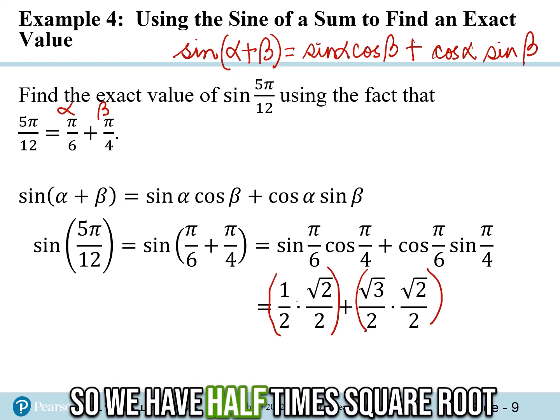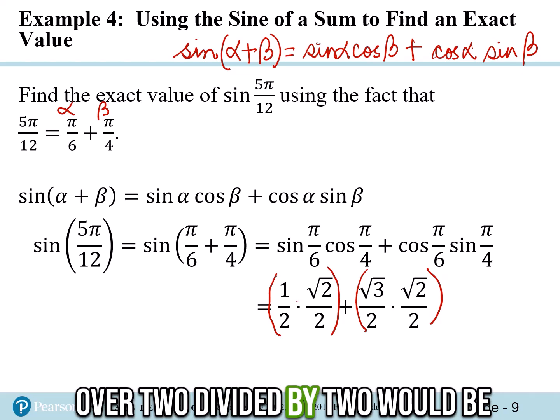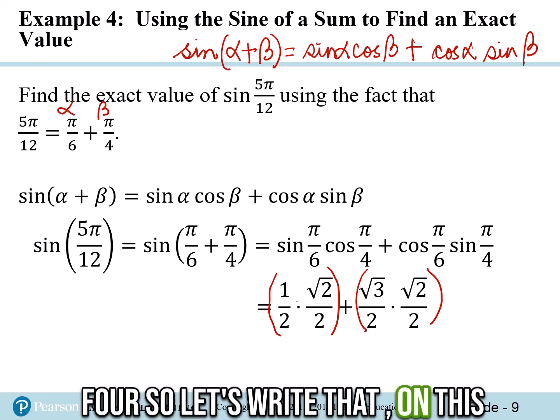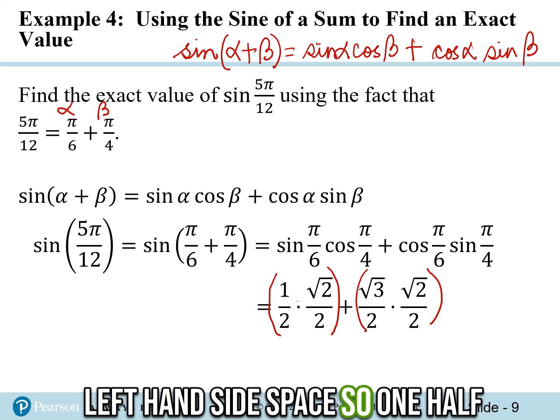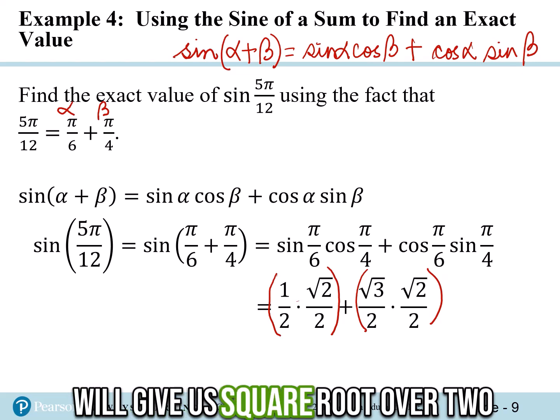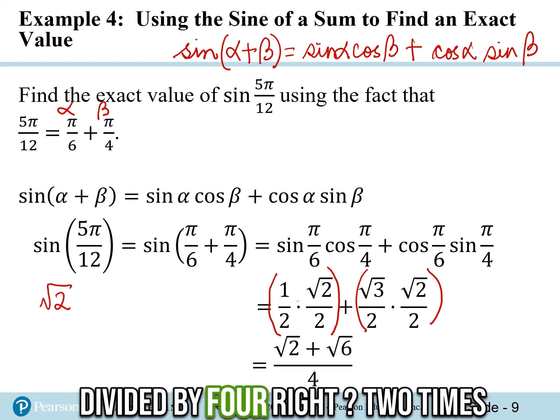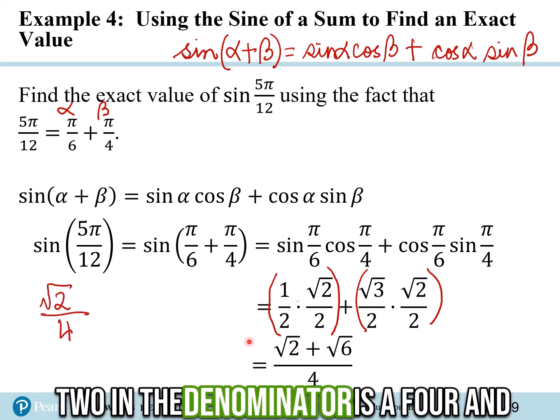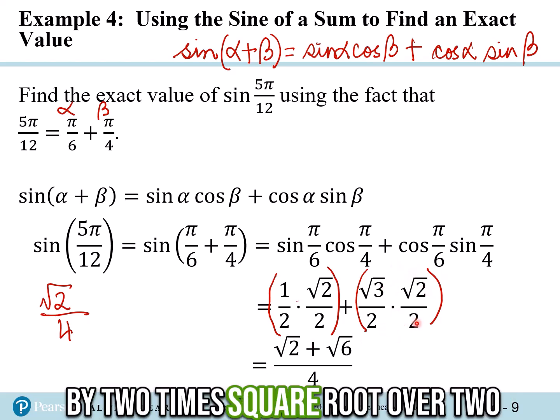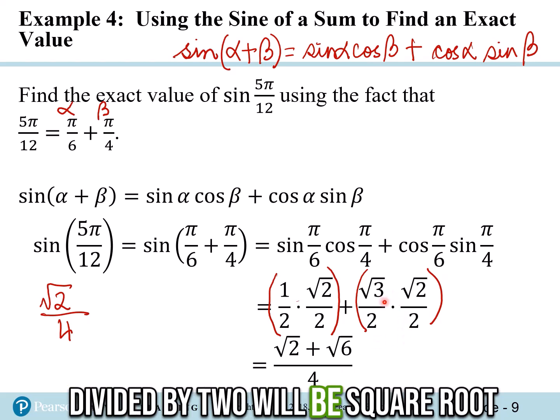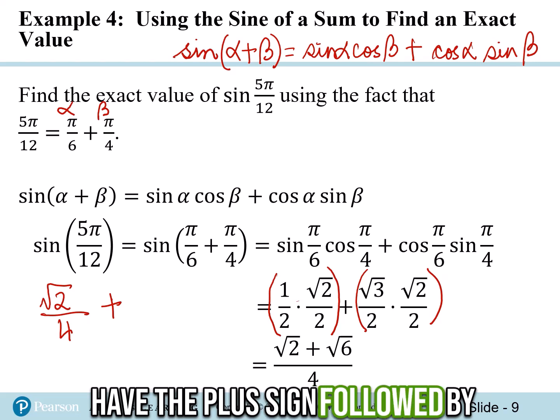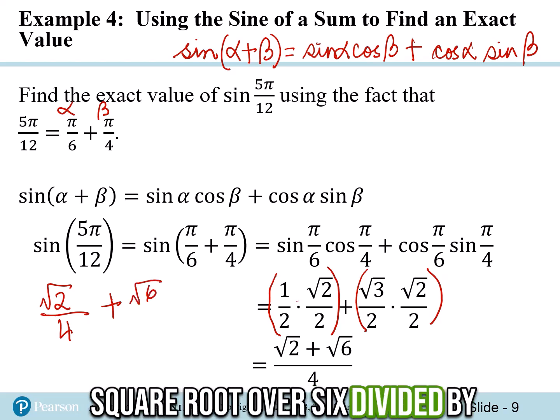So we have half times square root of 2 divided by 2 would be square root of 2 divided by 4. So let's write that on this left hand side space. So 1/2 times square root of 2 by 2 will give us square root of 2 divided by 4. 2 times 2 in the denominator is a 4, and then square root of 3 divided by 2 times square root of 2 divided by 2 will be square root of 6 divided by 4. So we will have the plus sign followed by square root of 6 divided by 4.